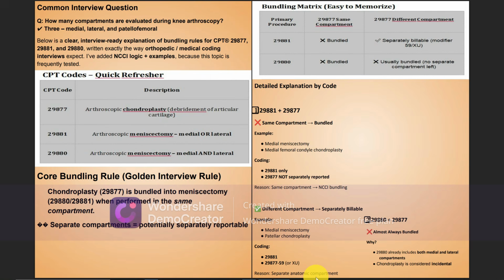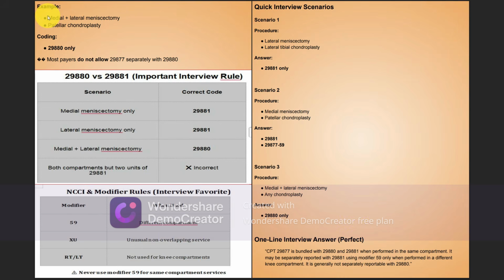Reason: separate anatomical compartment. The third example is 29880 plus 29877, almost always bundled. Why? 29880 already includes both medial and lateral compartments. Chondroplasty is considered incidental, so we can't code them together. Next example: medial and lateral meniscectomy with patellochondroplasty. Code 29880 only. Most pairs do not allow 29877 separately with 29880. So please take care of this.